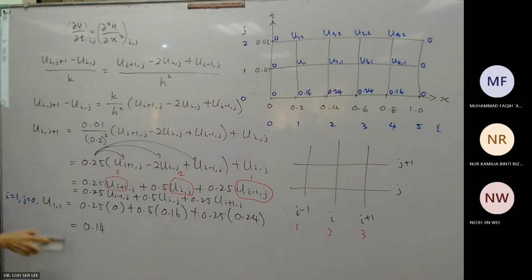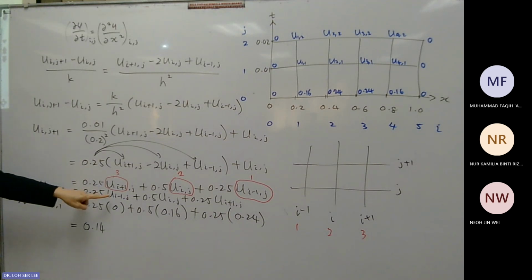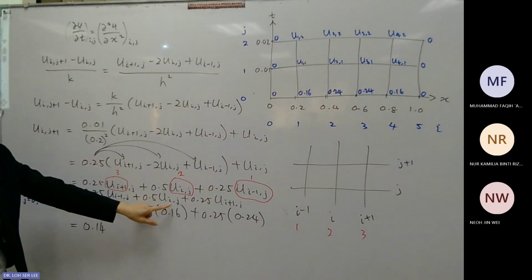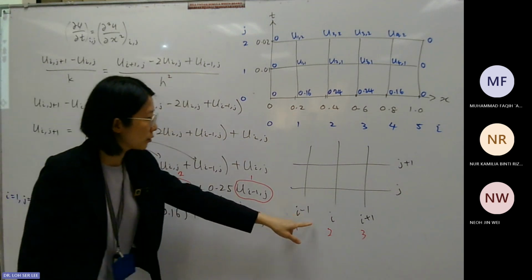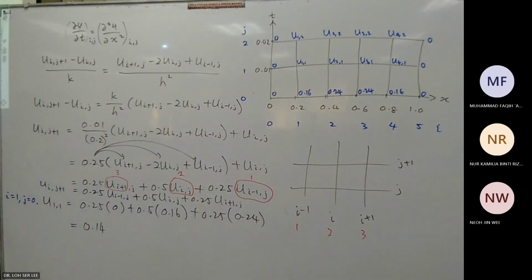U_ij+1. Okay, this is your formula with the correct sequence. I minus 1, I, and I plus 1. Follow this sequence. Okay. Do you get what I mean? This one, the sequence of the U.